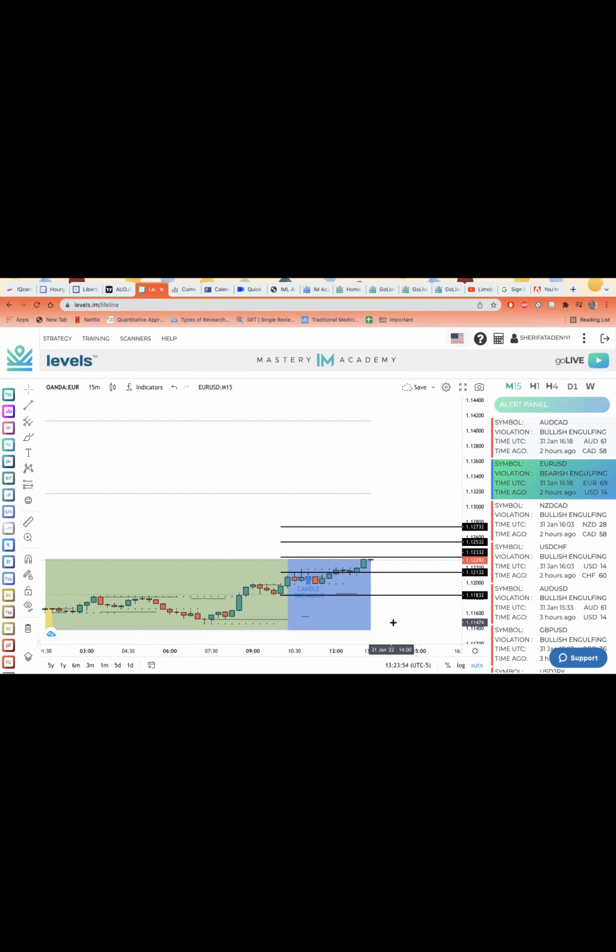What is our entry point here? We only have one entry point in this market. So what is our entry point here? 132. Perfect. So we are understanding. Yes. So this is for a bullish.